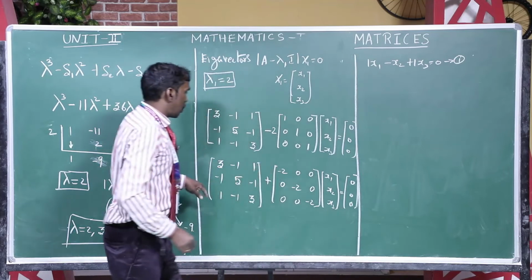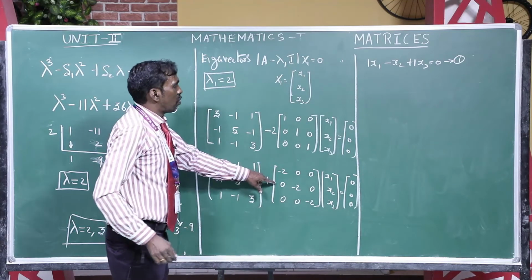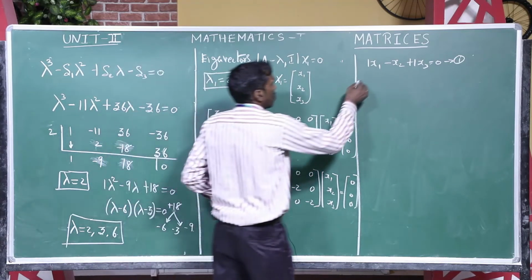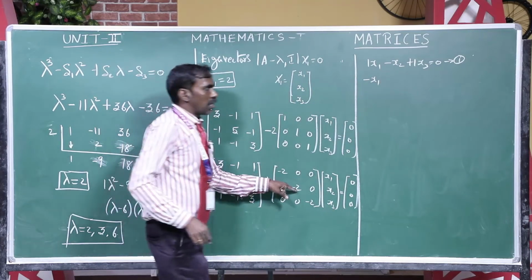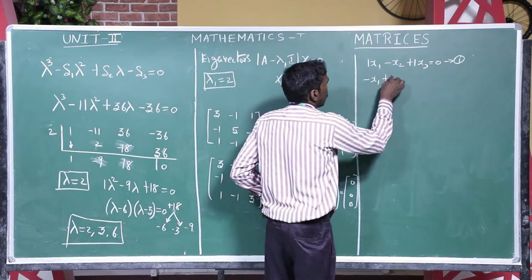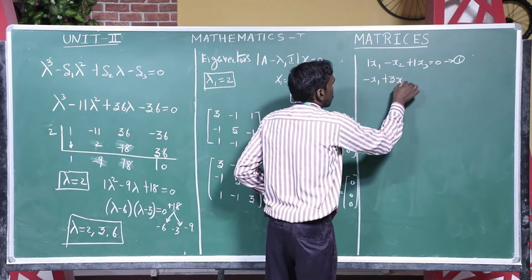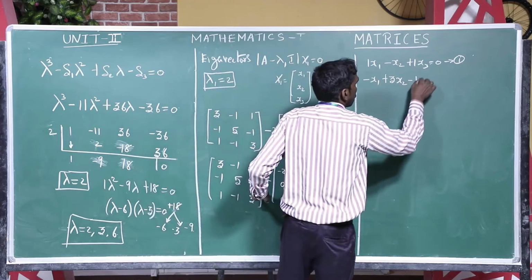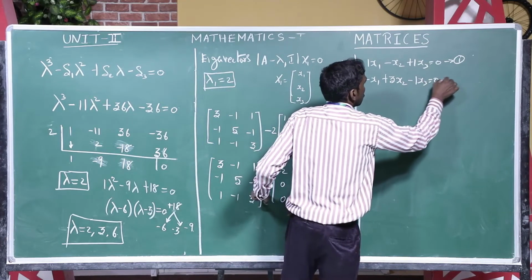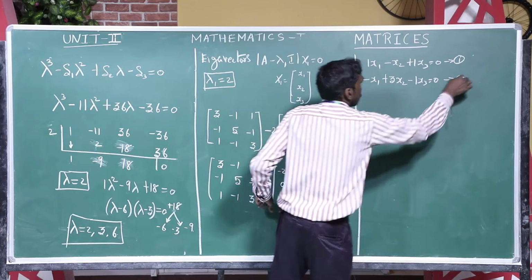Similarly, we form the second equation. Minus 1 plus 0 will be what? Minus 1. Therefore minus x1. Here 5 minus 2 will be 3. Therefore 3x2. Here minus 1, so minus 1 x3 equal to 0. This is equation number 2.